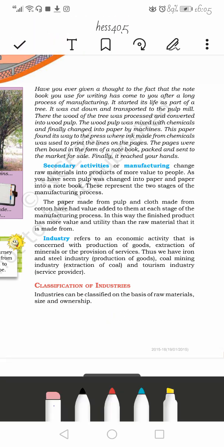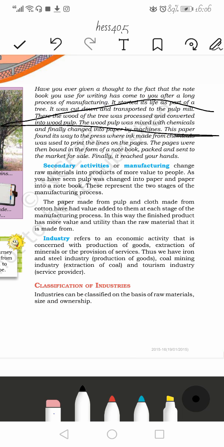Now in this chapter we'll be talking about the input, the processing, the outputs, and we'll be talking about different industries: small scale, large scale, private sector, public sector, joint sector, cooperative, iron and steel industry, cotton industry, and the characteristics and location of cotton textile. So let's get into it. Okay, so this is not important honestly, but you should just read it once.